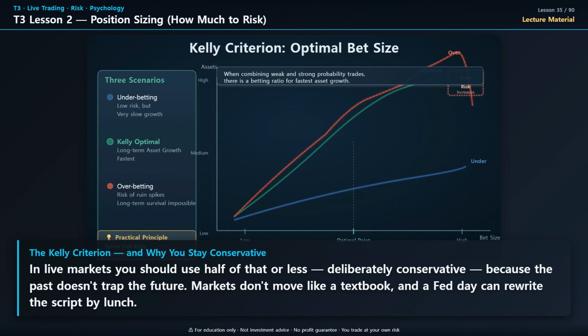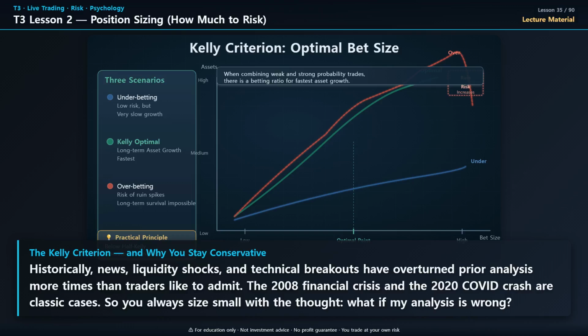Markets don't move like a textbook, and a Fed day can rewrite the script by lunch. Historically, news, liquidity shocks, and technical breakouts have overturned prior analysis more times than traders like to admit. The 2008 financial crisis and the 2020 COVID crash are classic cases. So you always size small with the thought, what if my analysis is wrong?